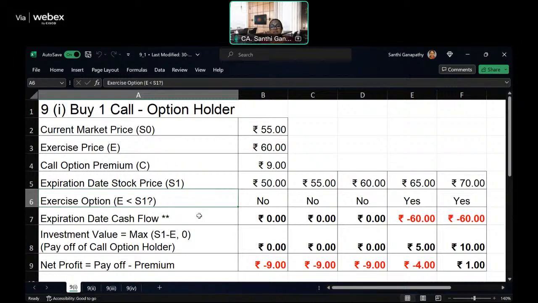If you exercise, what's happening? If the holder exercises, he has to pay the price and receive the asset. So expiration date cash flow will be 60 in these two cases when it is exercised. Now, what is the payoff? Here, nothing. Here, at 65, it is selling. You are able to get it at 60, so 5 rupees. Similarly, here 10 rupees. Net profit will be payoff minus premium. You already paid the premium of 9. So what will be the payoff?